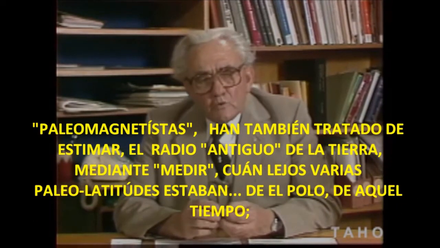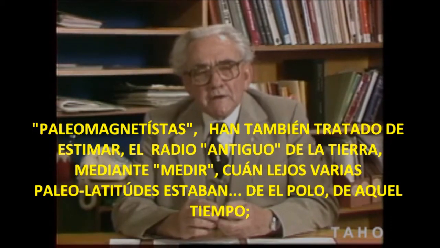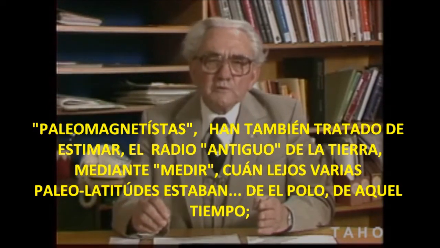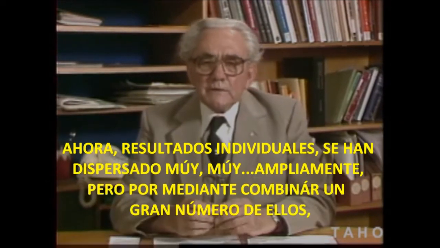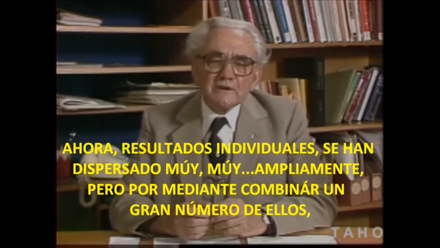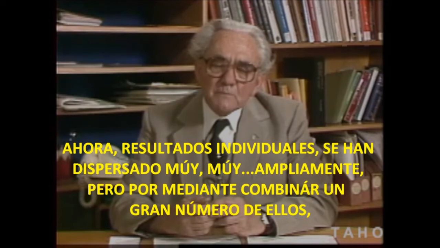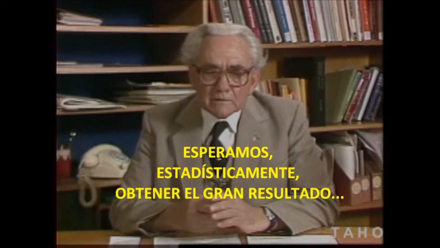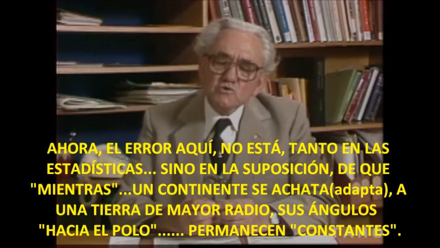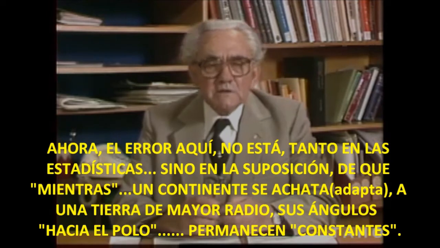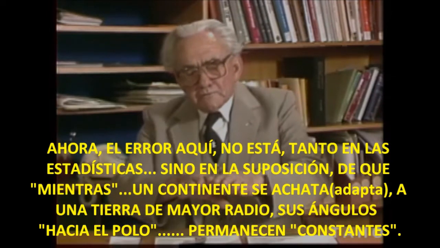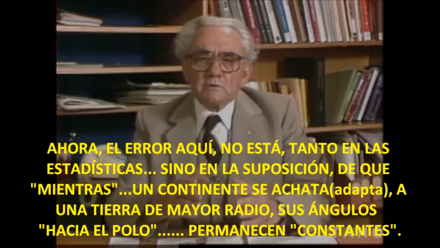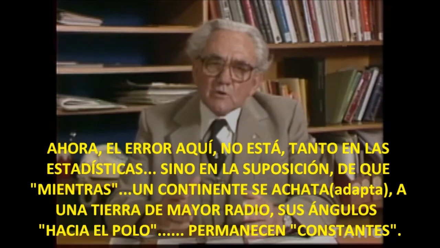Palaeomagneticians have also tried to estimate the ancient radius of the Earth by measuring how far various paleolatitudes were from the pole of the time. Now, individual results scatter very, very widely, but by combining a large number of them, we hope statistically to get the correct result. Now, the error here is not so much in the statistics, but in the assumption that as a continent flattens to a larger radius Earth, the angles to the pole remain constant.